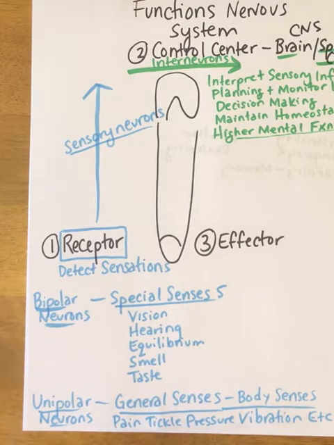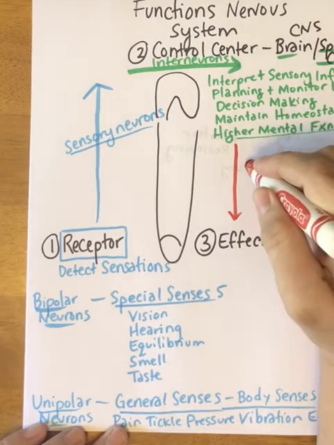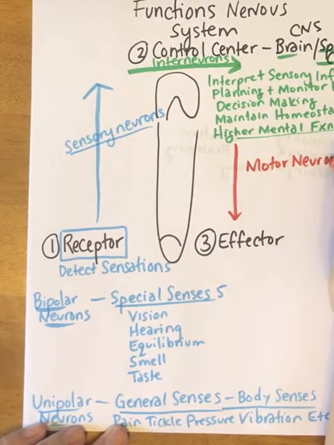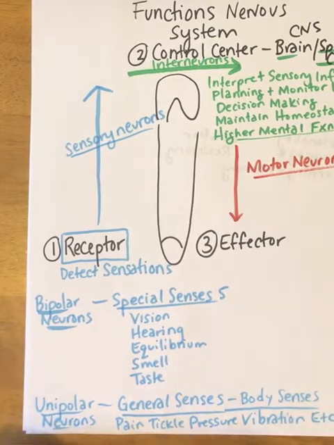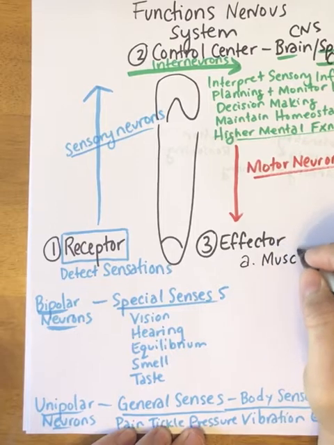Okay, our last neuron that we've been talking about, the last function of the nervous system is to respond. And we respond through motor neurons. And motor neurons are multipolar. Motor neurons are going to be called descending neurons. And they're also called efferent neurons. And they're going to make muscles contract. These are the effectors that they control.